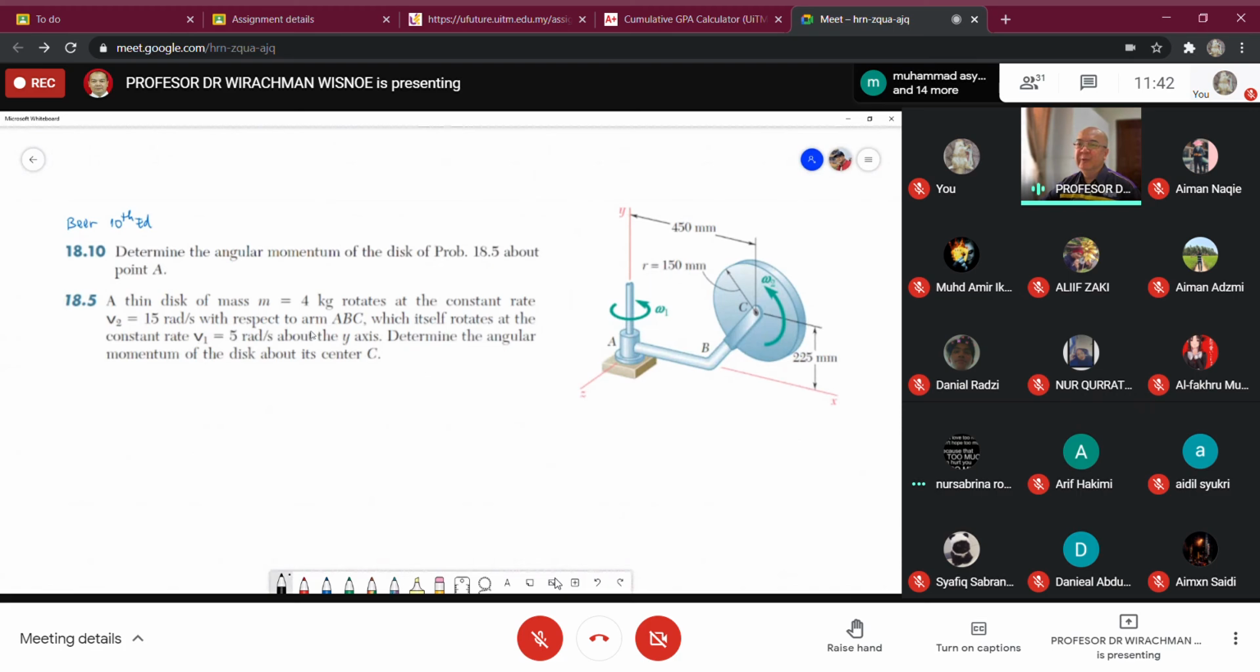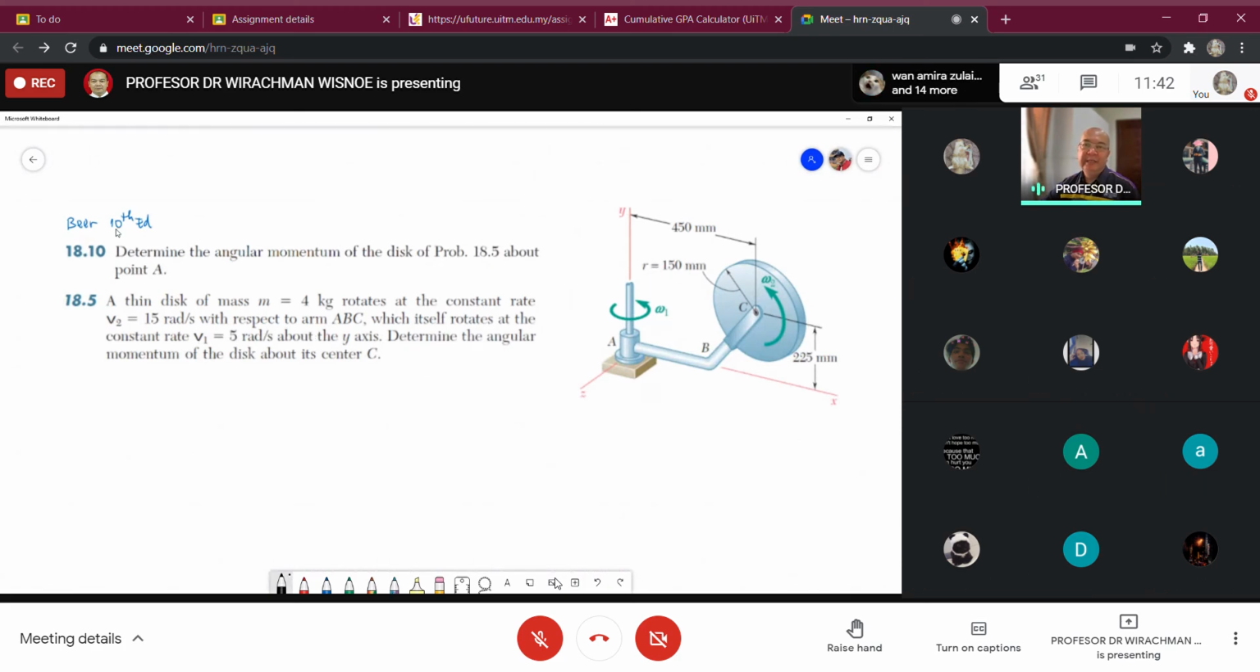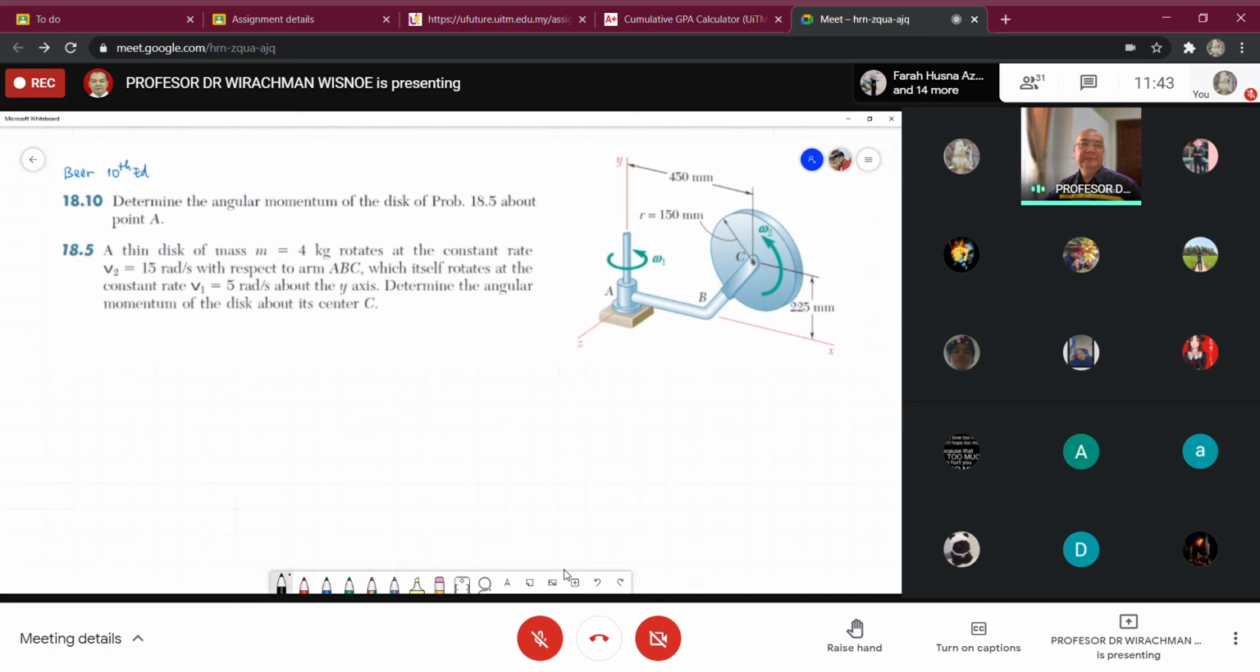So this is the continuation. We are doing Beer problem number 18.10. This is the continuation of number 5 previously. So now the question is about determining the angular momentum of the disk of problem 18.5 about point A. Previously, we calculated the angular momentum of the disk about C. So this is point C. Now we are asked to calculate the angular momentum about point A. Okay, you understand that question?